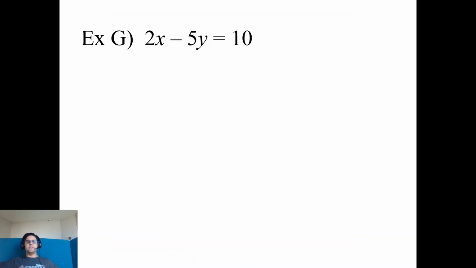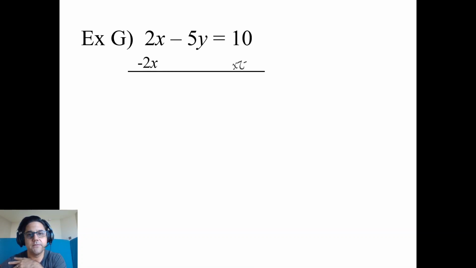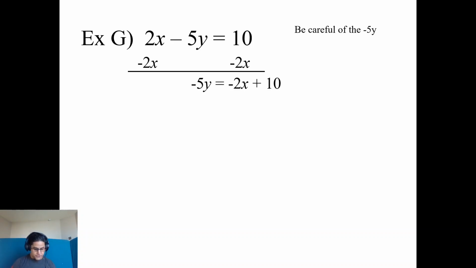All right, same step. Move the x, then divide. Notice the y coefficient is negative 5. Got to be a little bit more careful. Move the x, subtract 2x. Negative 5y, because again, it says negative 5y. Divide everything by the coefficient of y. It's negative 5, so I got to divide everything by negative 5.